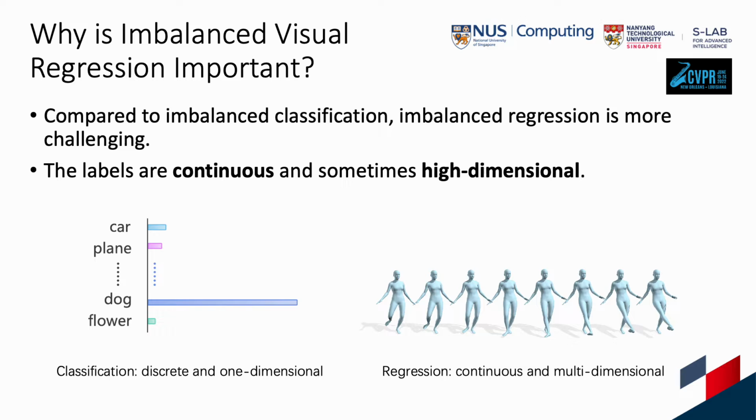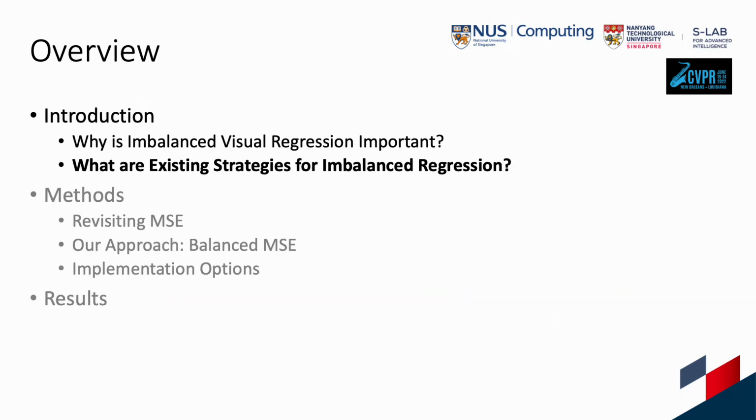Compared to imbalanced classification, imbalanced regression is more challenging for having a continuous and sometimes high-dimensional label space. For example, the parametric human model SMPL has an 82-dimensional label space. What are existing strategies for imbalanced regression?